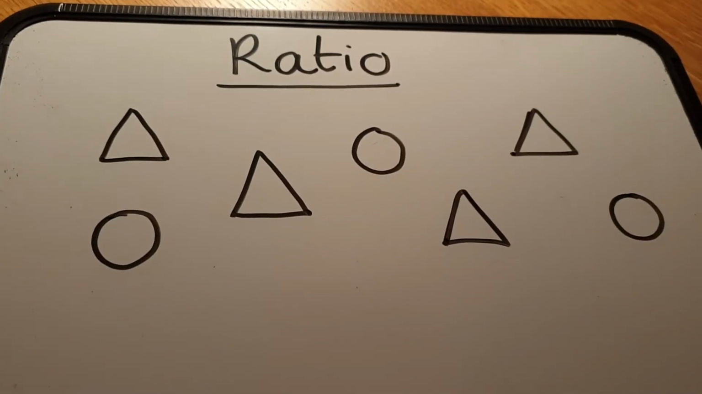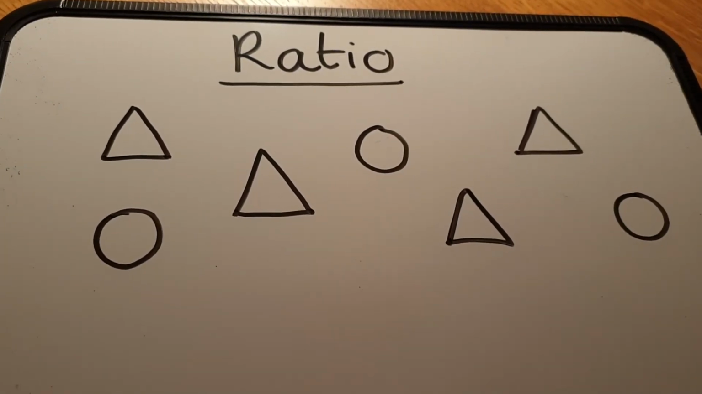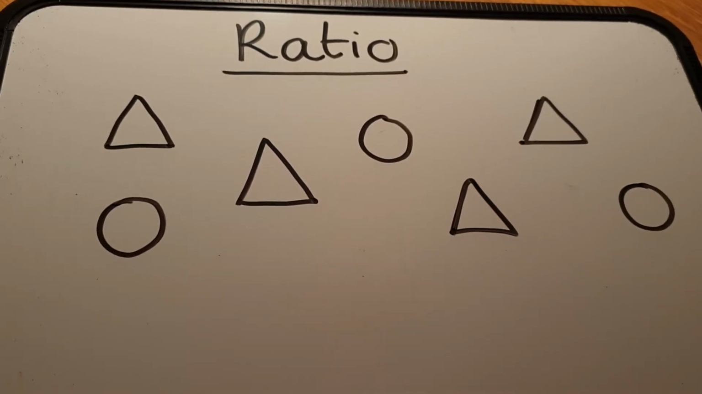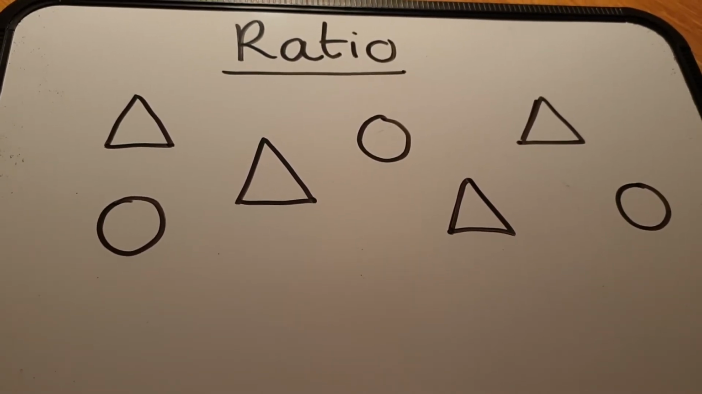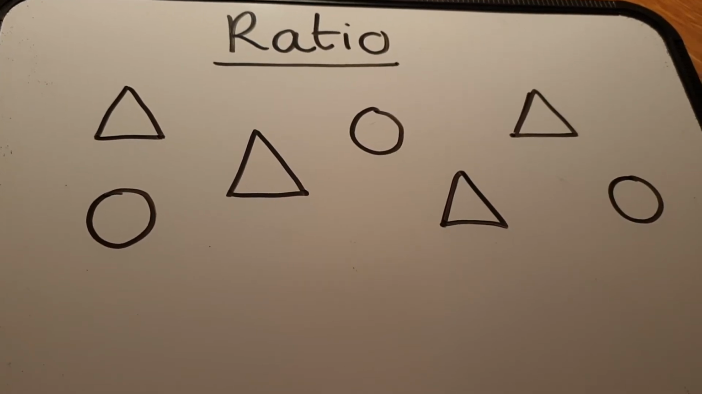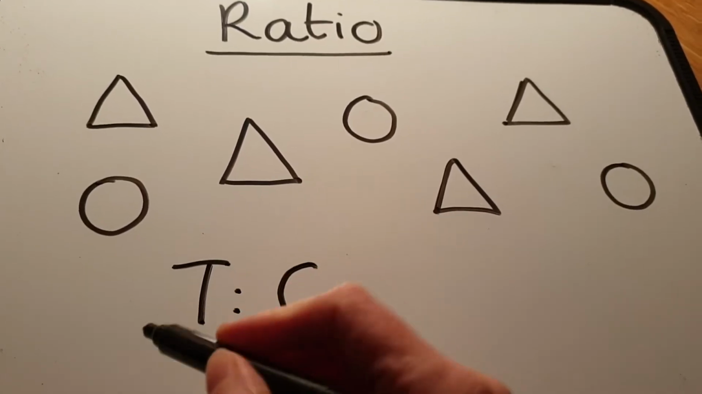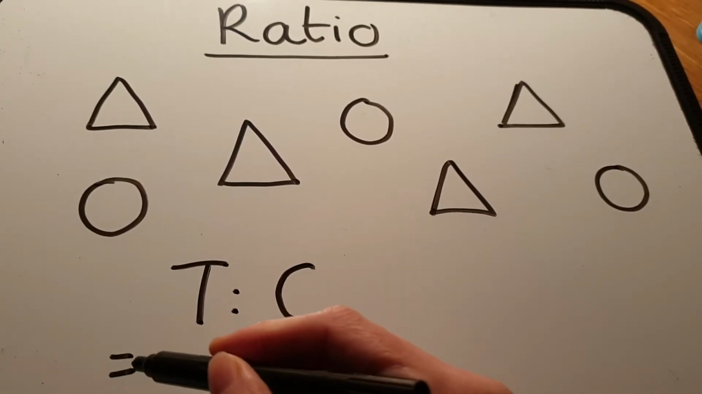Okay, we're going to do a video on ratio. So ratio is used to compare different quantities. So in this example, we've got triangles and circles. So if I asked you the ratio of triangles to circles, we would write down T to C for short, or you can write the full word if you wish, it's fine.